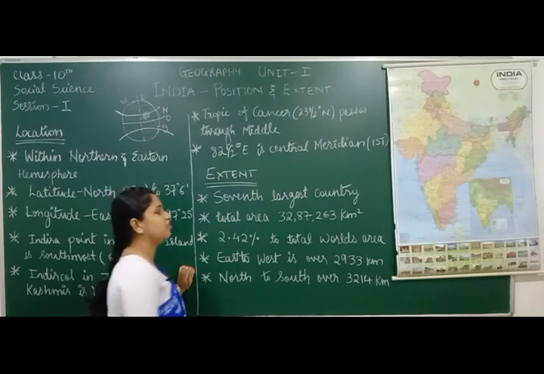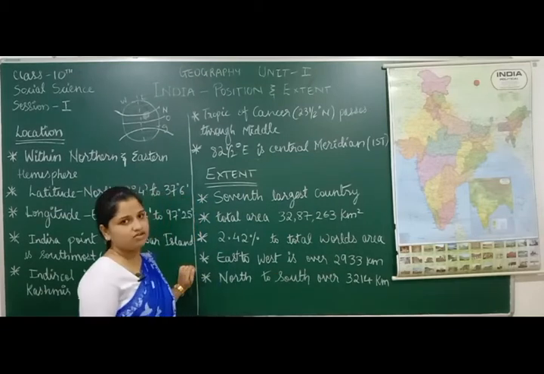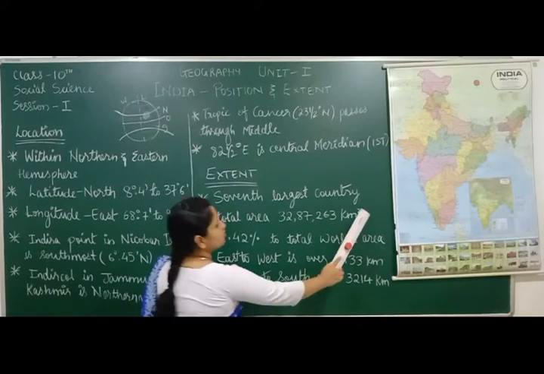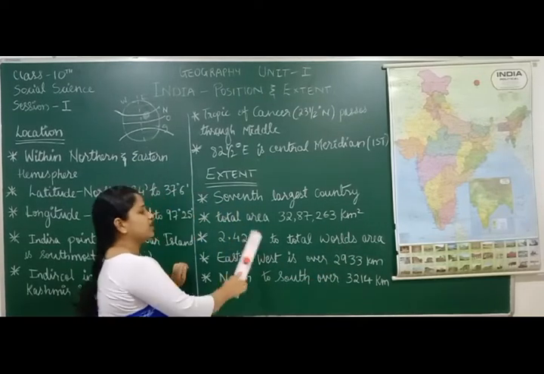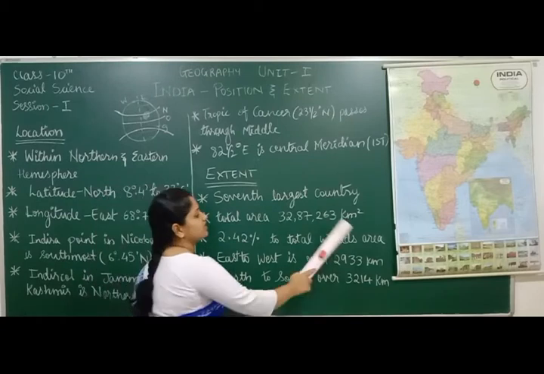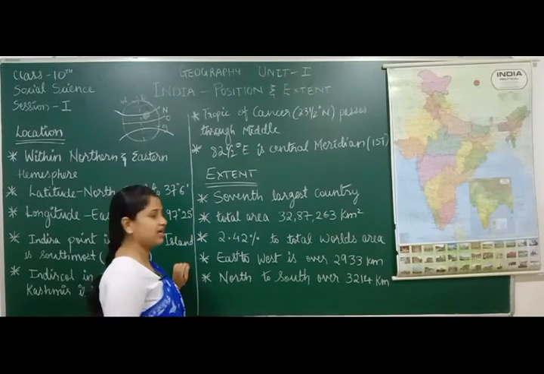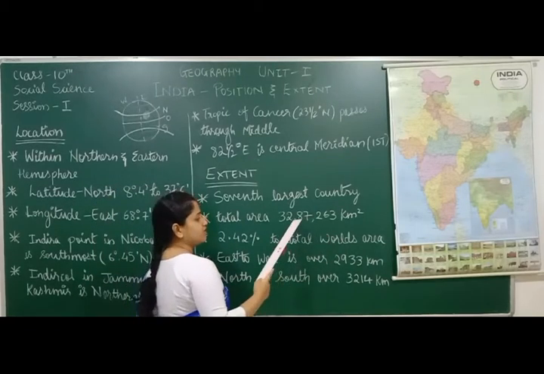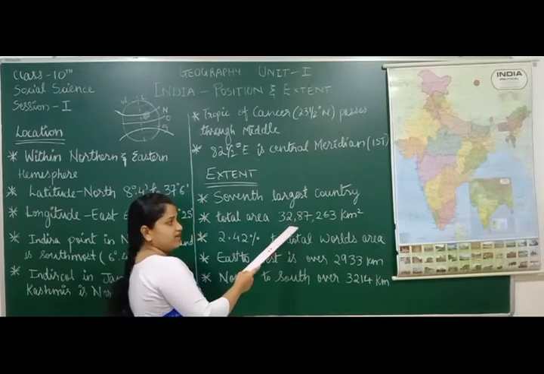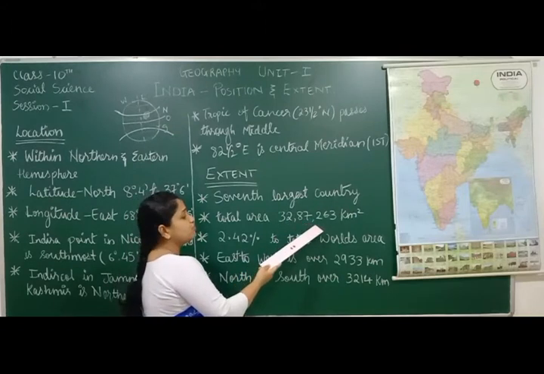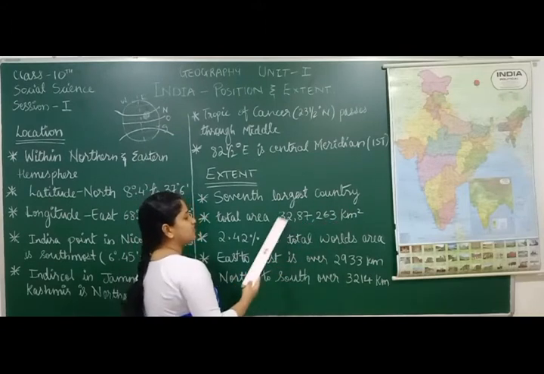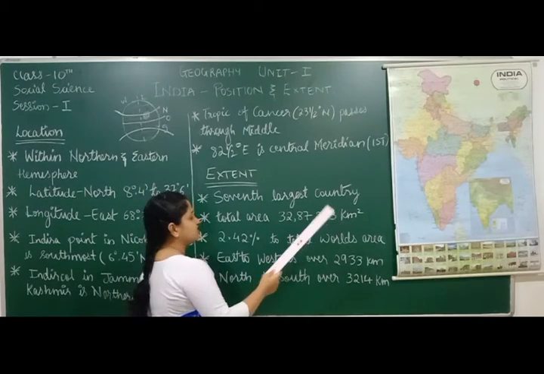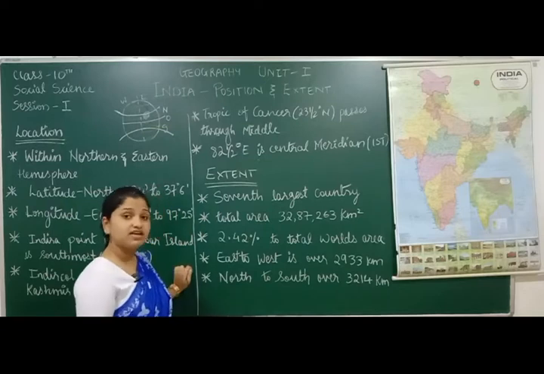Why do you have to write kilometer square here? Because area is written in kilometer square, right? If you don't write kilometer square, it is wrong. If you write only kilometers, it's wrong. The SI unit of area is kilometer square. So what is the area? Let's read again. It's 32 lakh 87,263 kilometers square, the total area of our country.